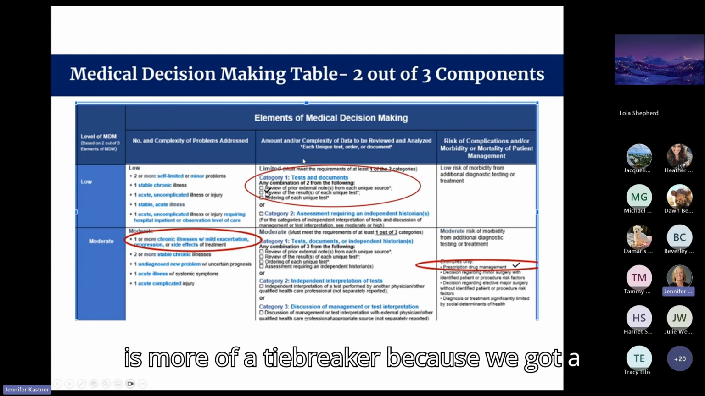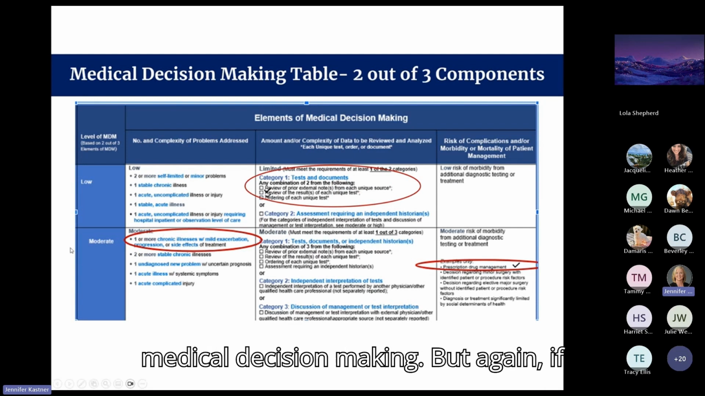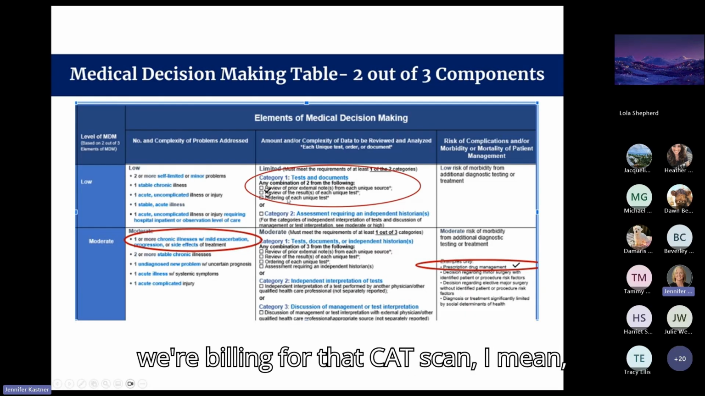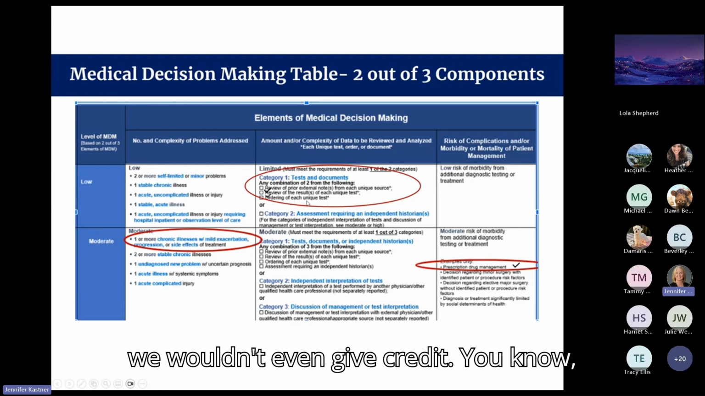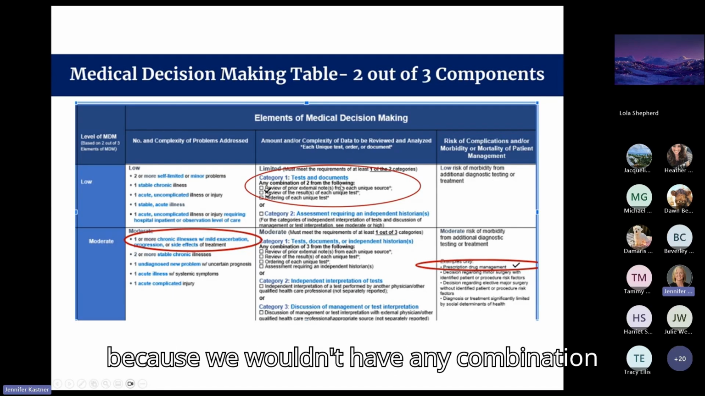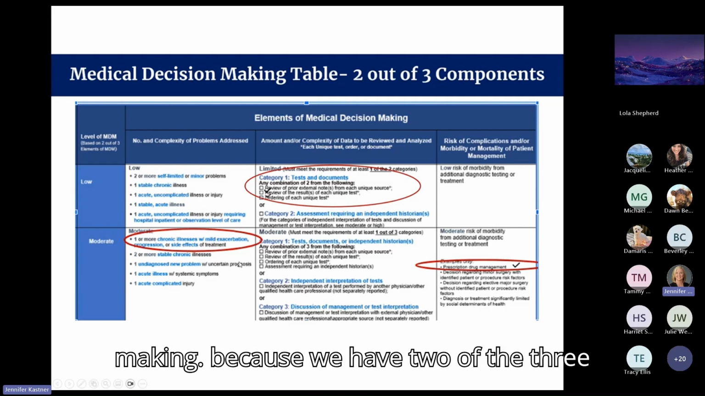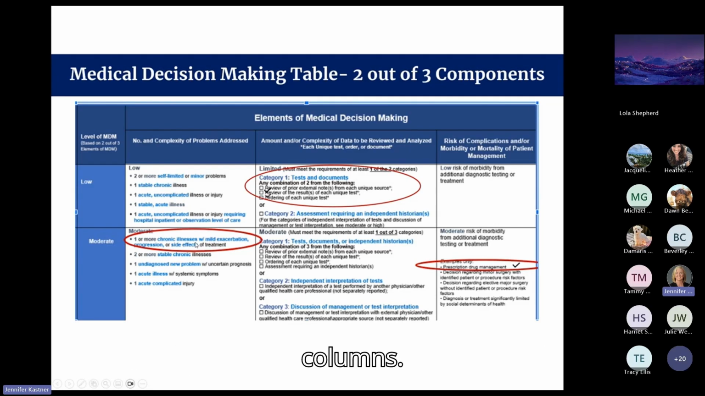But again, this is more of a tiebreaker because we got a moderate here and we have a moderate here. So we officially have a moderate medical decision making. But again, if we're billing for that CAT scan, we wouldn't even give credit. This wouldn't even register on here because we wouldn't have any combination of 2. So this would be 0, but we would still have a moderate medical decision making because we have 2 of the 3 columns.